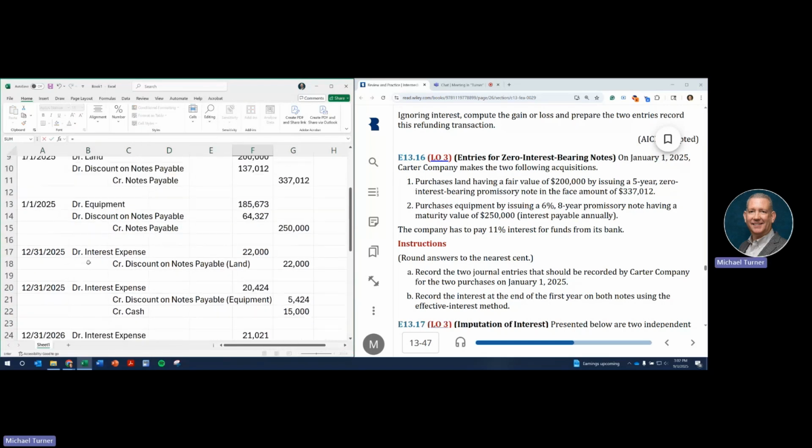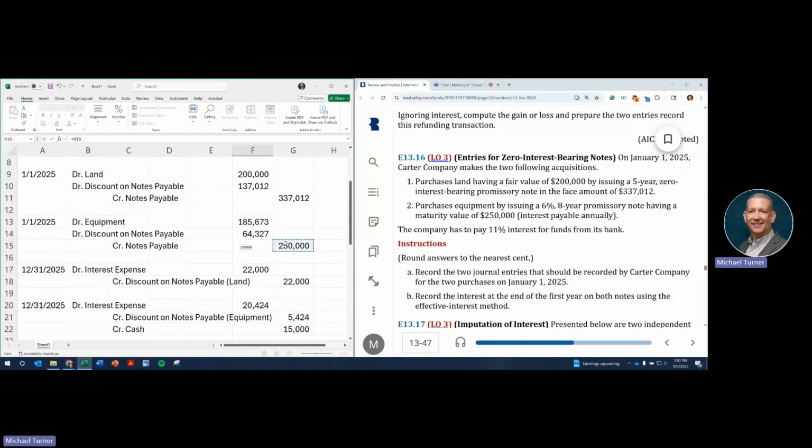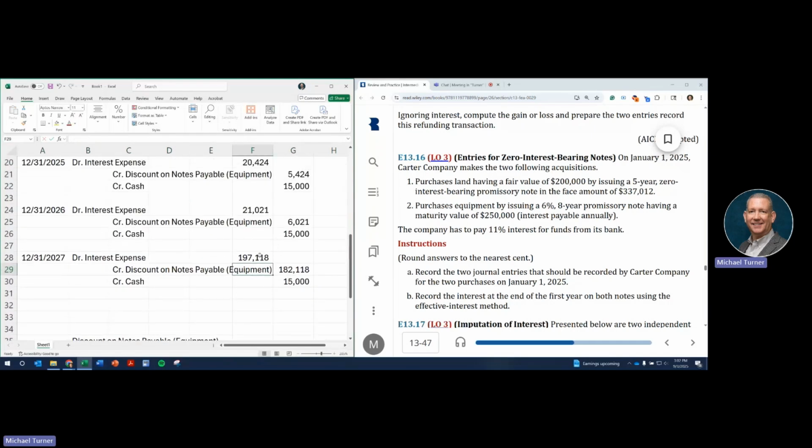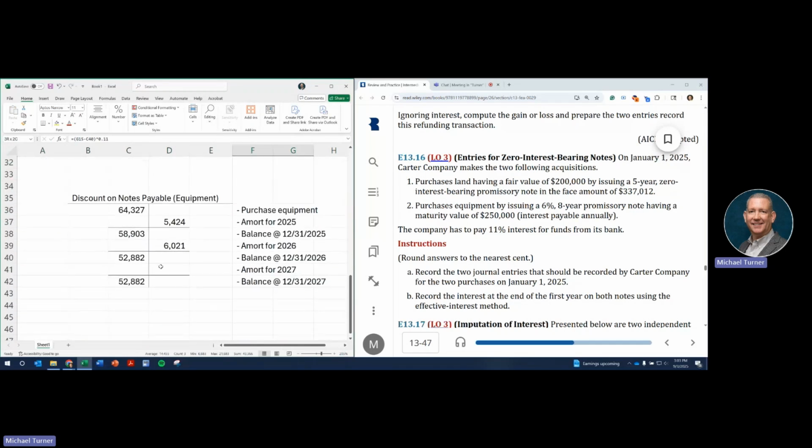All right, so our loan value, face amount, minus our amortization from the prior year, net discount on notes payable, leaves us $197,118. So that's the net amount of the loan, the face value net of the discount. And as before, I'm going to multiply that by 11%. And I get $21,683, just like we did before. Net that against what was cash paid of $15,000 for interest, leaves me with an amortization of $6,683.